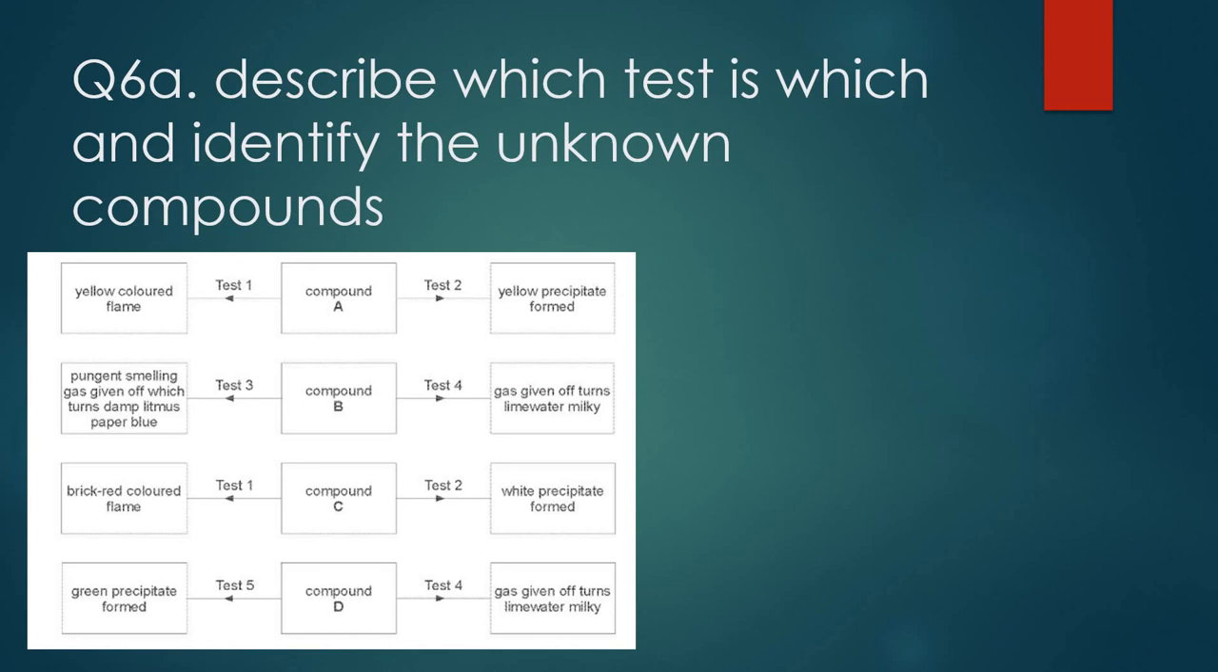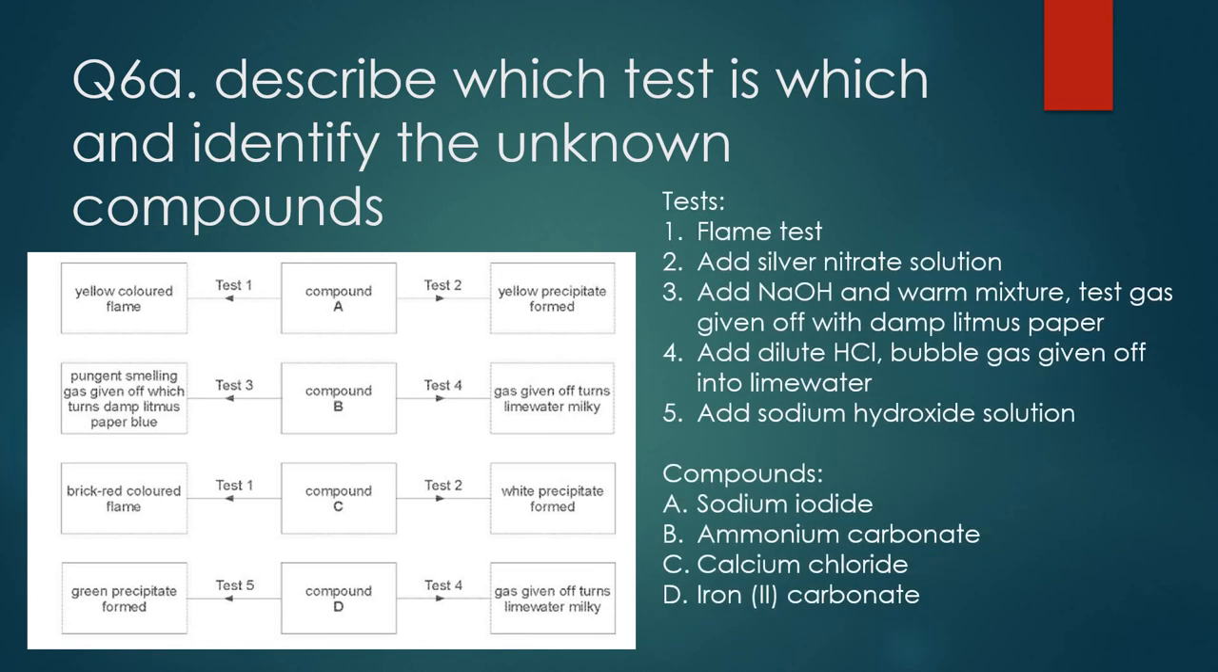Describe which test is which and identify the unknown compounds. So, test 1 would be a flame test. Test 2 would be the addition of silver nitrate solution. Test 3 would be the addition of NaOH and warm, and then a test gas given off with damp litmus paper. For test 4, we would add dilute hydrochloric acid and bubble gas given off into lime water. And for test 5, we would add sodium hydroxide solution.